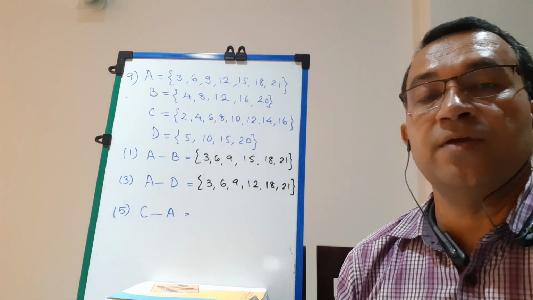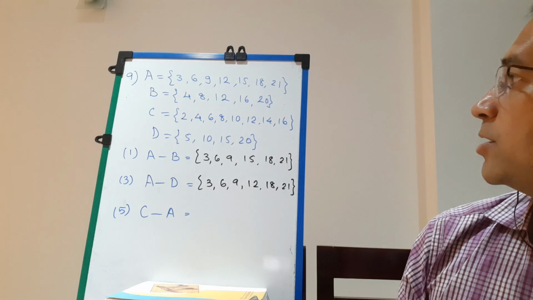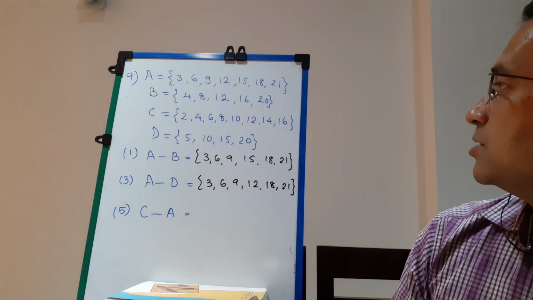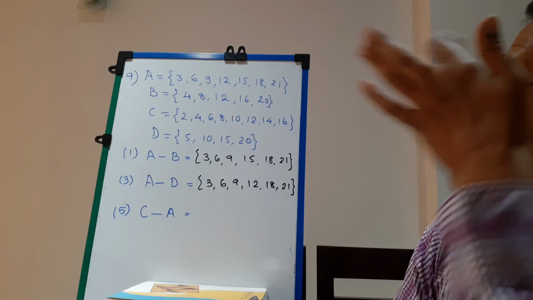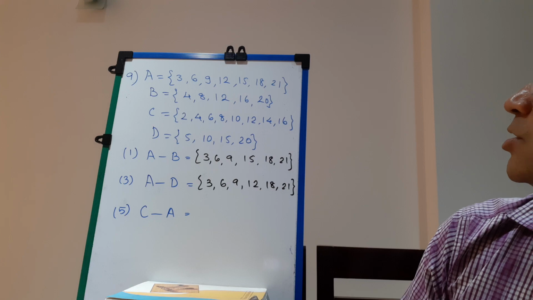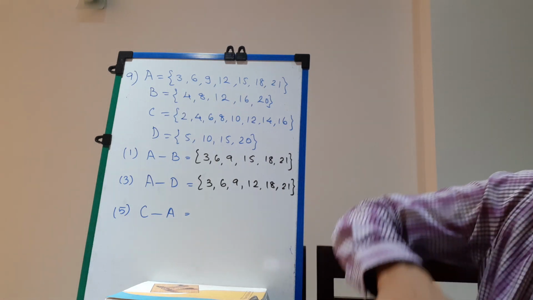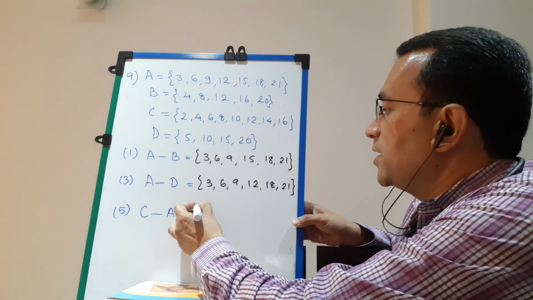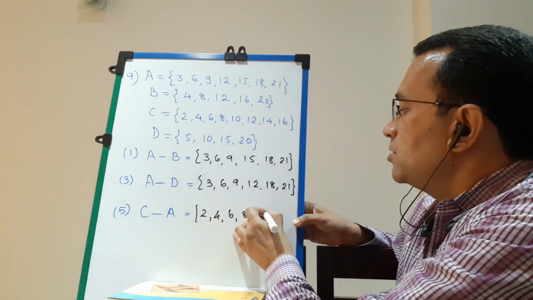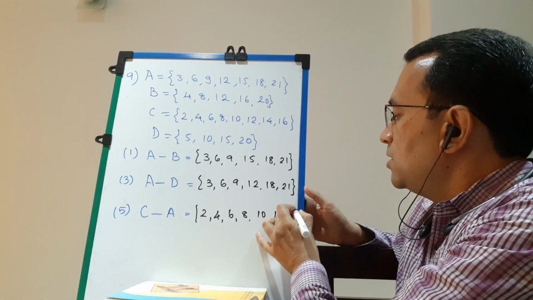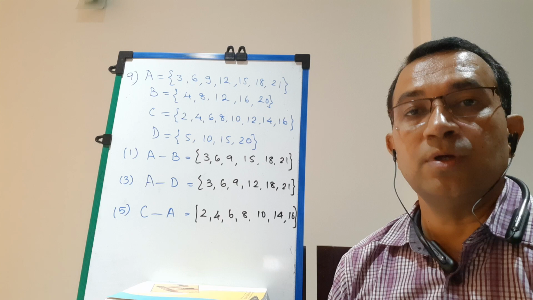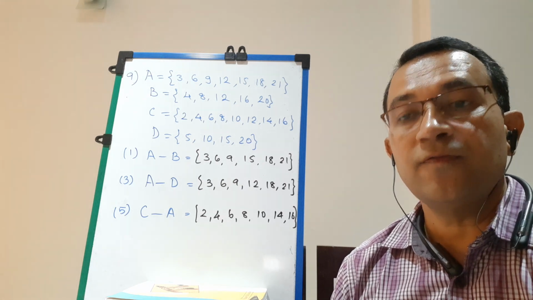Now C minus A. From C, remove the common elements of C and A. I think the only common element is 12. So if I remove 12 from C, what will I get? 2, 4, 6, 8, 10, 14 and 16. So this is our answer for parts number 1, 3 and 5.